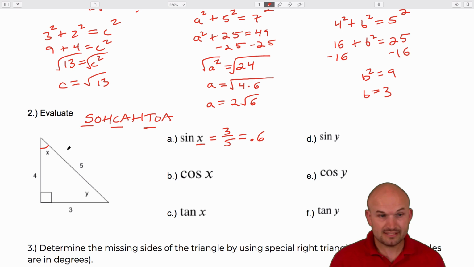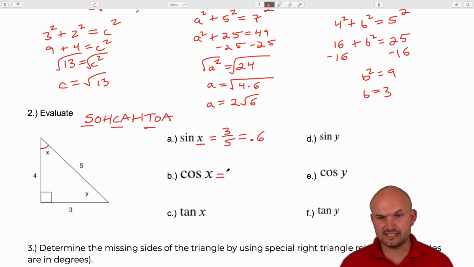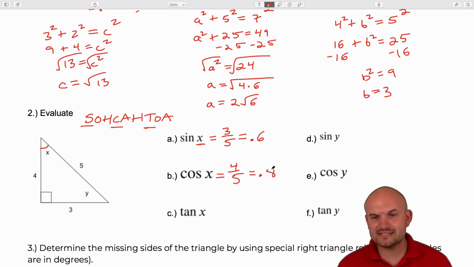So the cosine of x is then going to be the adjacent side compared to the hypotenuse, which in this case is 4 over 5. Now, my triangle is not drawn to scale, so please don't mark me on that. But again, this is kind of important here.